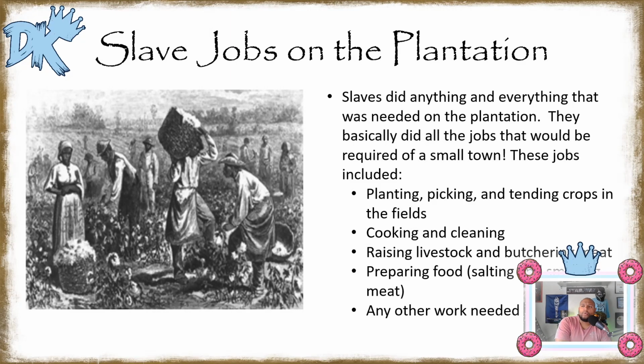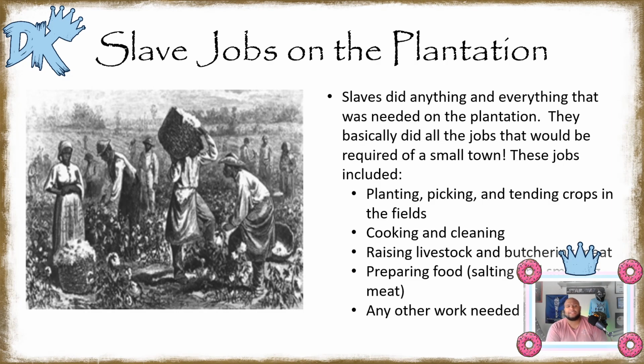Now, what were slaves doing on these plantations? Well, they were doing the work that most people wouldn't want to do, the work that the vast majority of people would not be willing to do, and the most time-consuming and labor-intensive jobs. Slaves did anything and everything that needed to be done on the plantation. They basically did all the jobs that would be required of a small town. These jobs include planting, picking, and tending to the crops in the field, cooking and cleaning, raising livestock, butchering meat, preparing food, salting and smoking meat, and we'll talk about what that means in a minute, and any other work that really needed to be done.